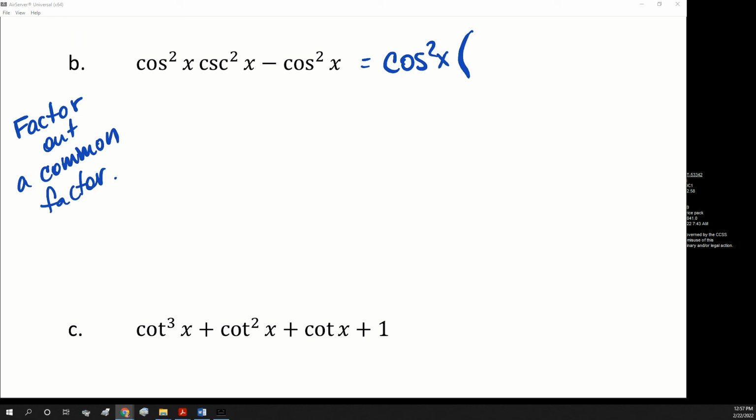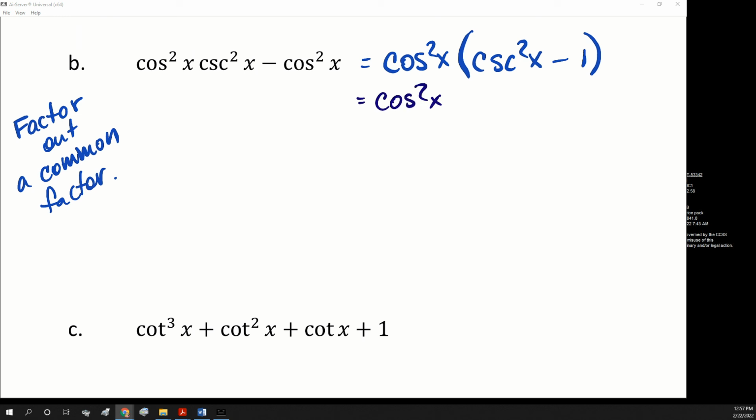So when you factor out a common factor, you put it outside a set of parentheses, and then you divide by it. So when I divide this by it, what are you going to be left with? Cosecant squared of x. Good. And then when I factor it out of itself, you're left with minus 1. Okay.